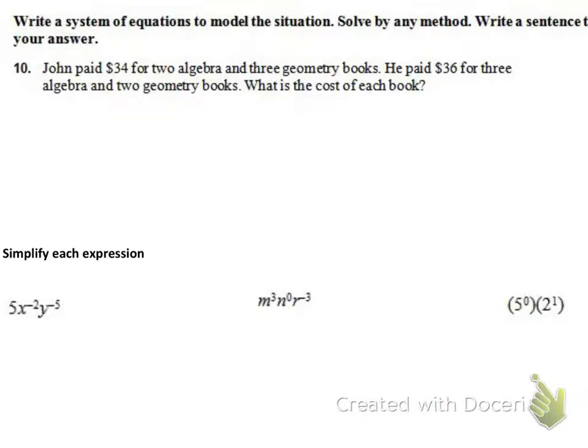Moving on, we have one where we have to write a system of equations to model the situation. You can solve by any method you like and then write a sentence to justify your answer. Here we have to identify our variables first. We have algebra and geometry books. So A is going to be for algebra and B is going to be for geometry.